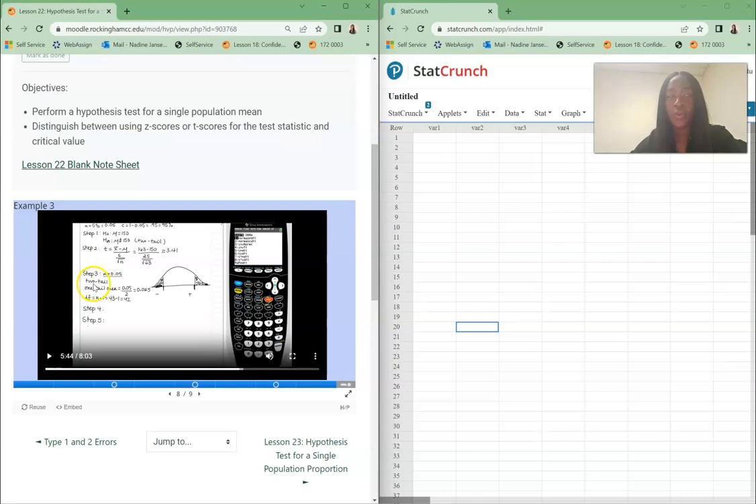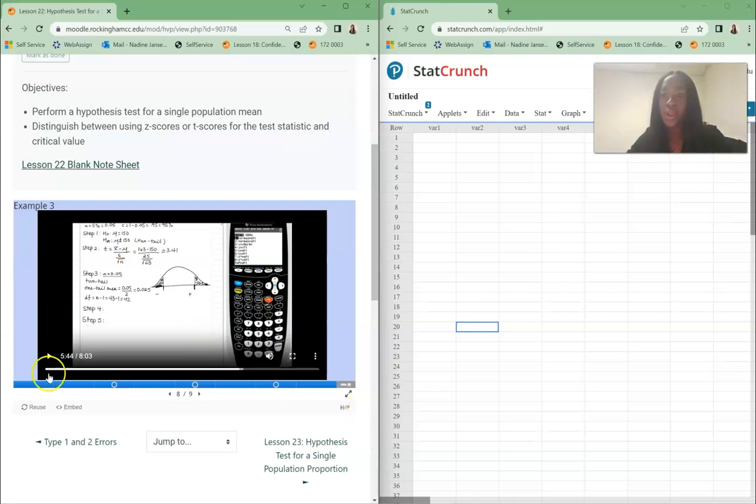And our critical values depend on our degrees of freedom. The degrees of freedom in this example was 42 because it was the sample size minus 1. But if we were to look on our t-chart table, so the table that looks like this, if I go to the degrees of freedom being 42, that doesn't show up on this table. It jumps from 40 to 45.